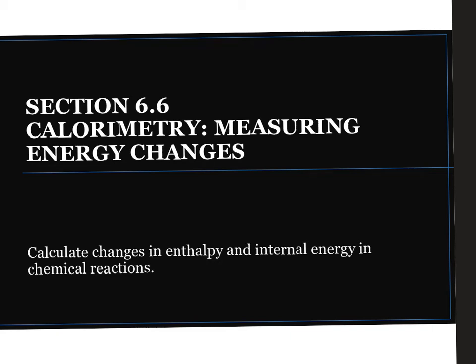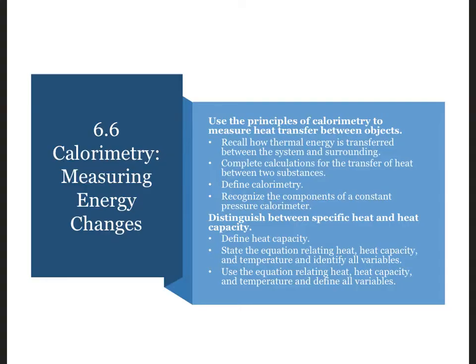In section 6.6, we'll discuss how energy changes are measured using two types of calorimetry. We'll talk first about how to use the principles of calorimetry to calculate the heat transfer between two substances. We'll then move on specifically to constant pressure and constant volume calorimetry. Let's begin.